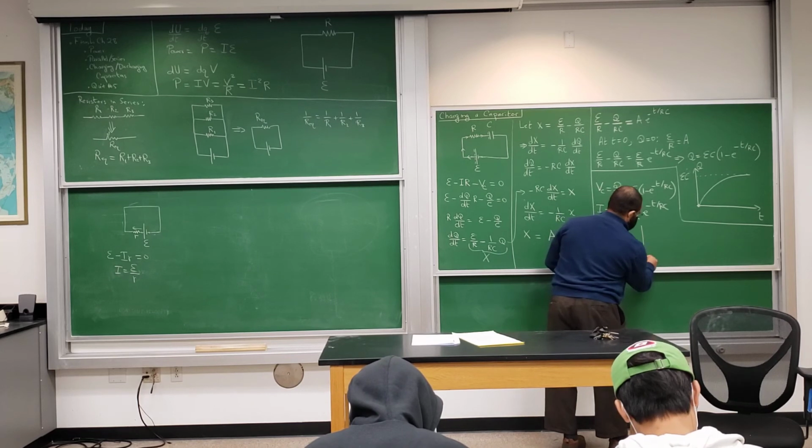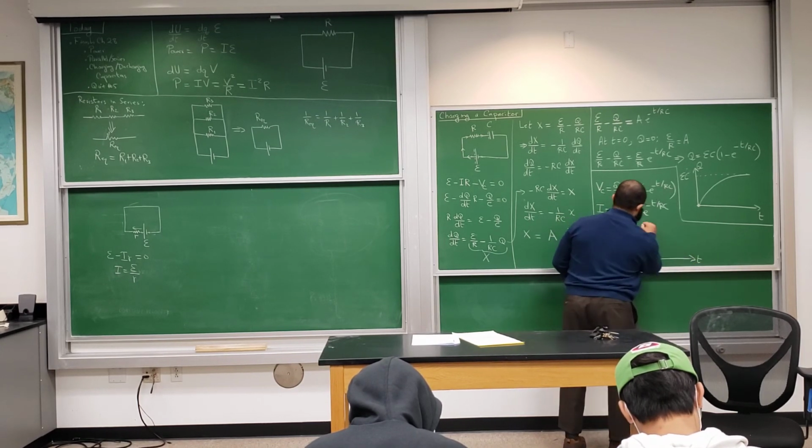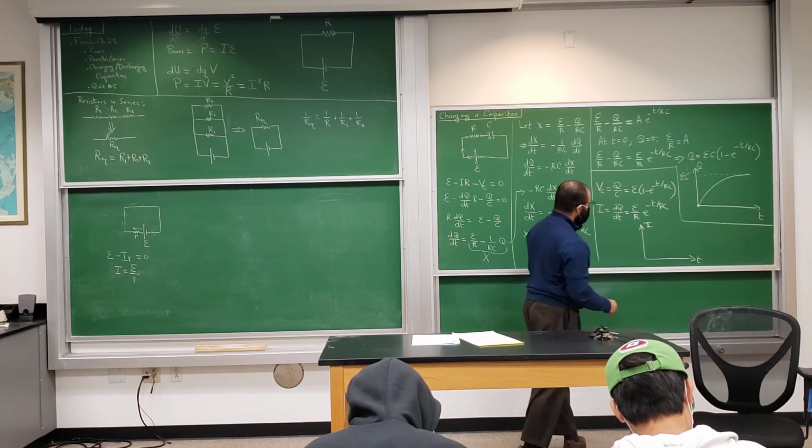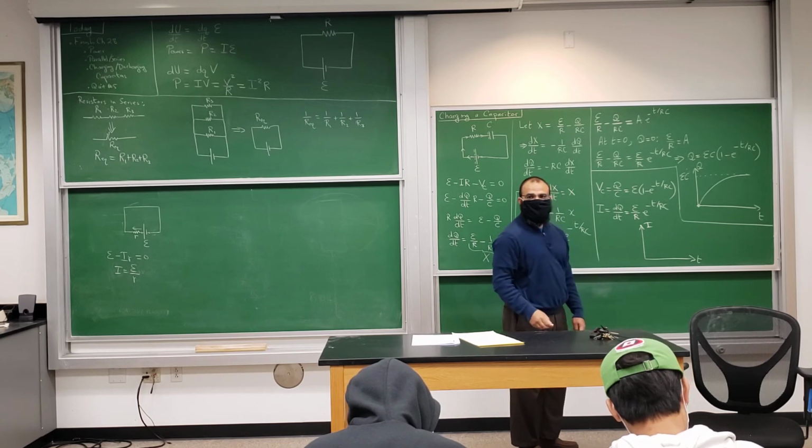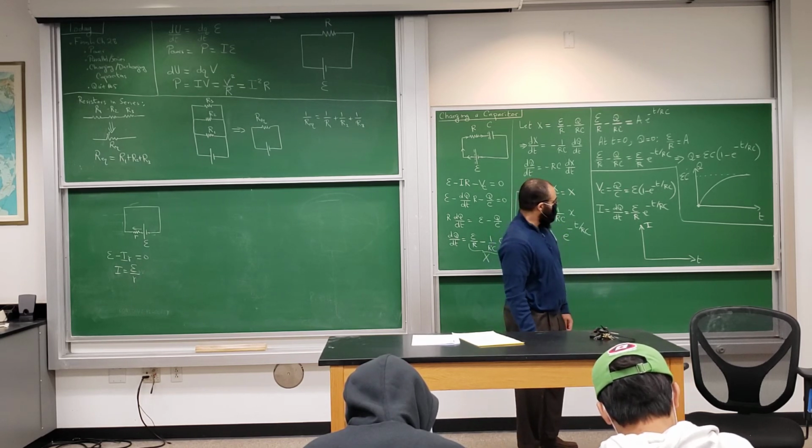So let's plot this. The current as a function of time. Here is time, here is the current. At t equal to 0, what's the current? 0? Oh, wait.